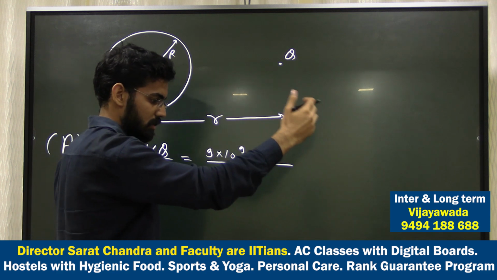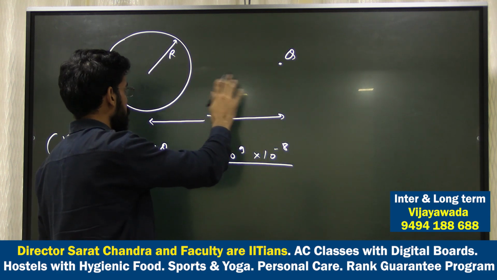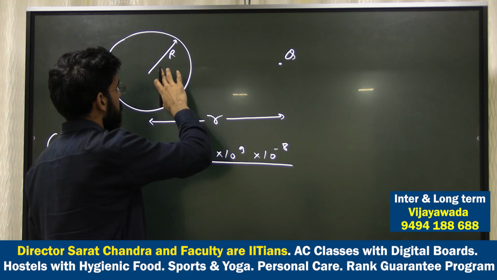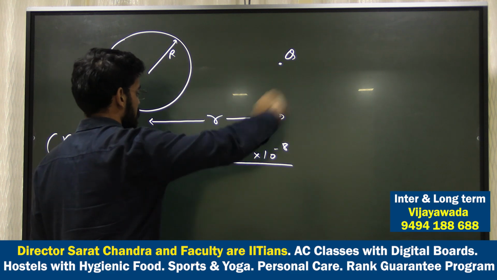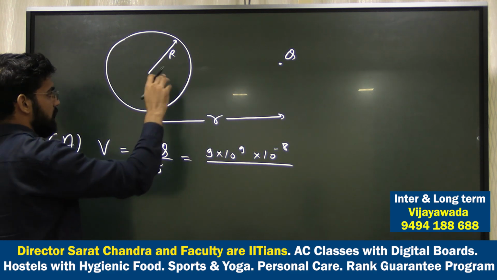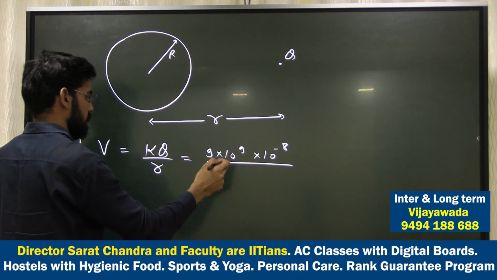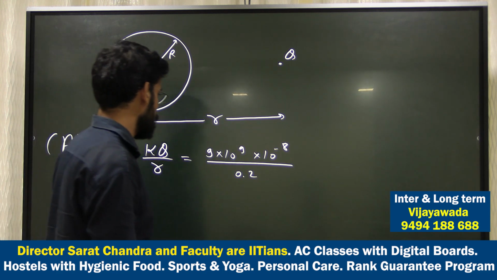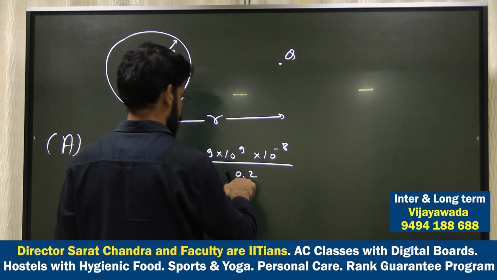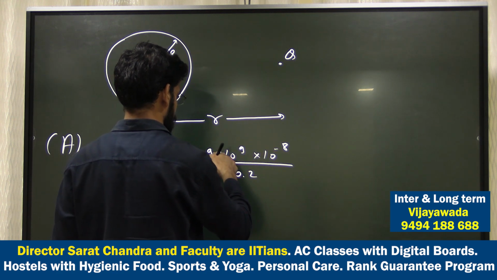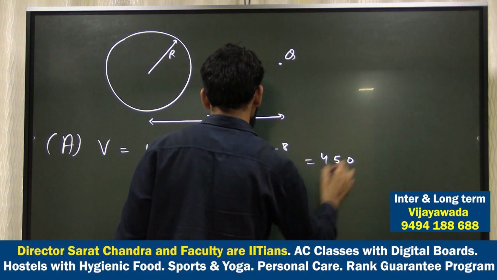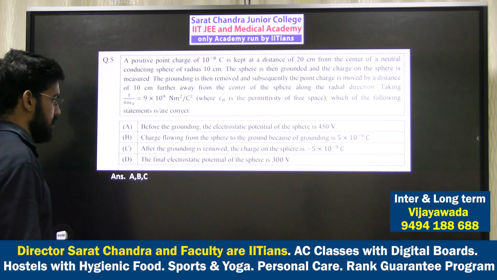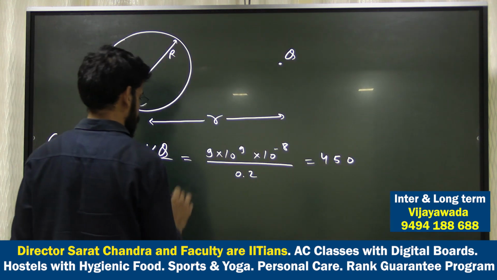He has explained the situation, right? Initially it is 20 centimeter. Then after grounding, charge flows or whatever, and then when he removed it, it went away. So first he is saying that before grounding, at that time what is the potential? 20 centimeter means 0.2 meter. If we solve this, 9 into 10 to the power 10, 2 will come, 9 by 2 is 4.5, so 450. So A option is correct. Fine, A option is your answer.